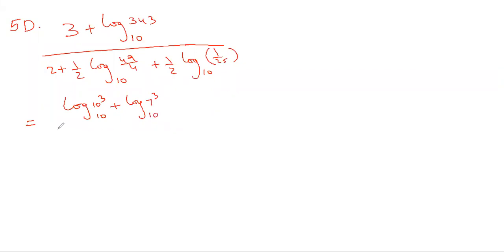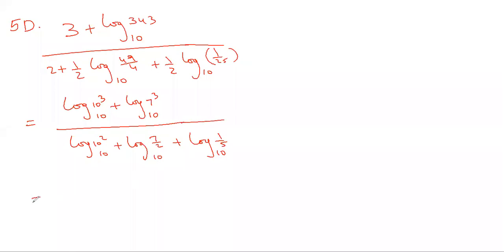Base 10, and 2 I will write as log 10 square base 10 plus log 49 by 4 power half. Root of 49 by 4 is 7 by 2. I told I'll write the direct steps, I'm doing that. Then half also I'll take into the power of 1 by 25. 1 by 25 whole power half is 1 by 5. That is this.